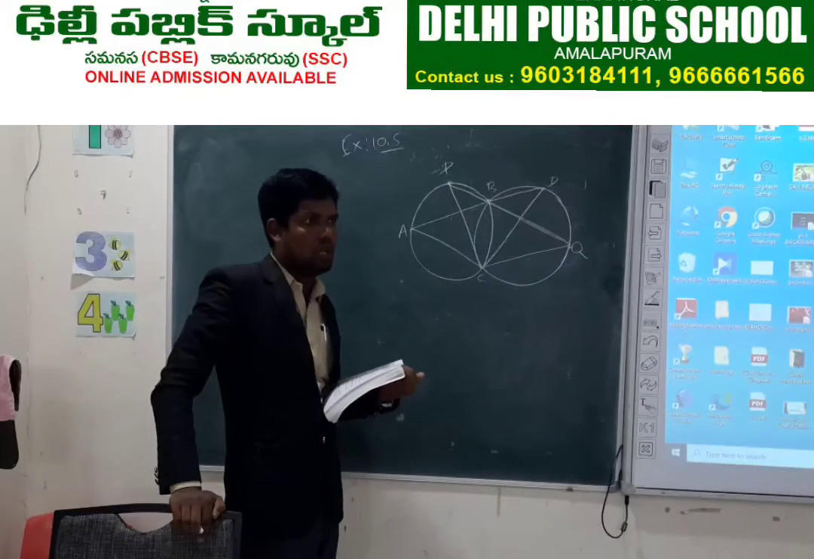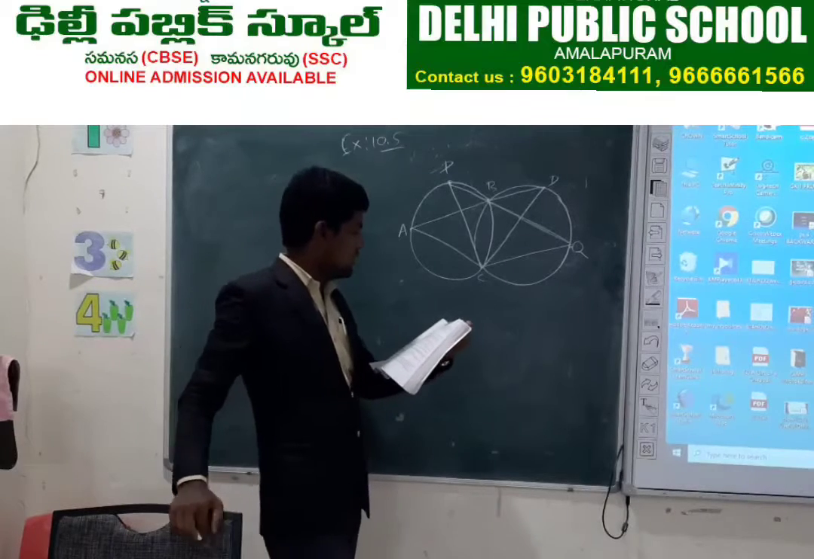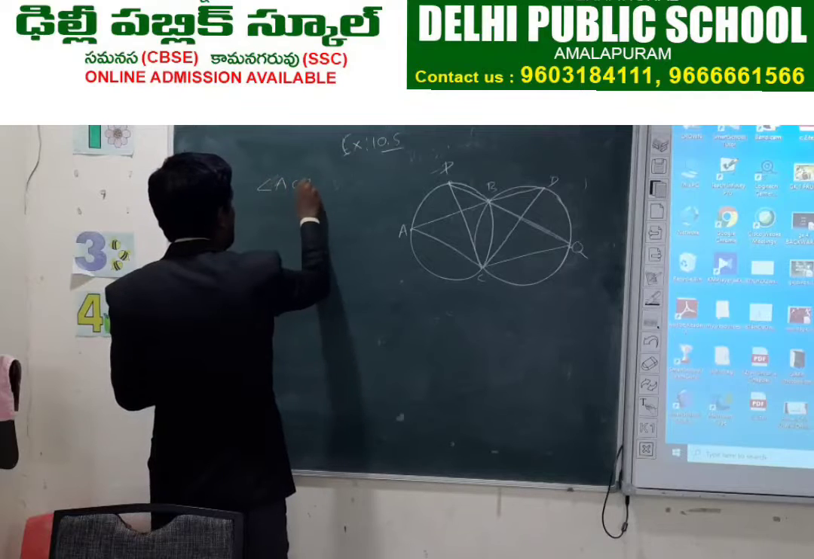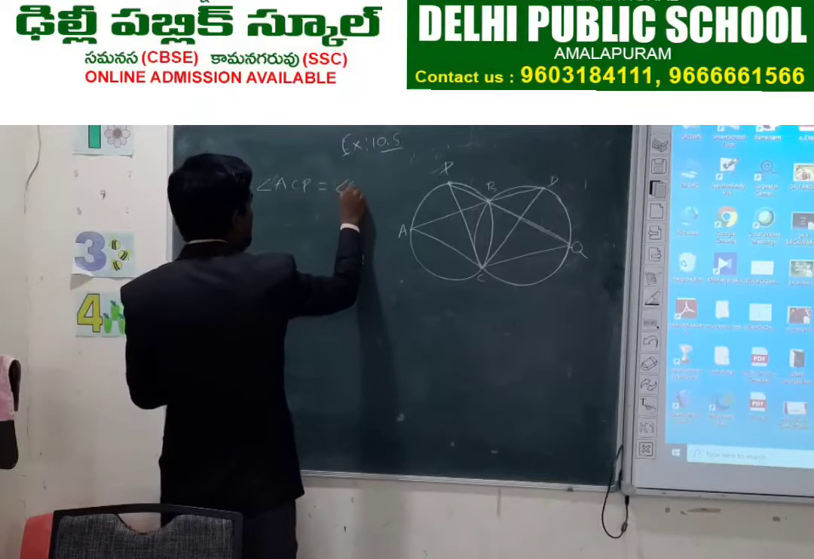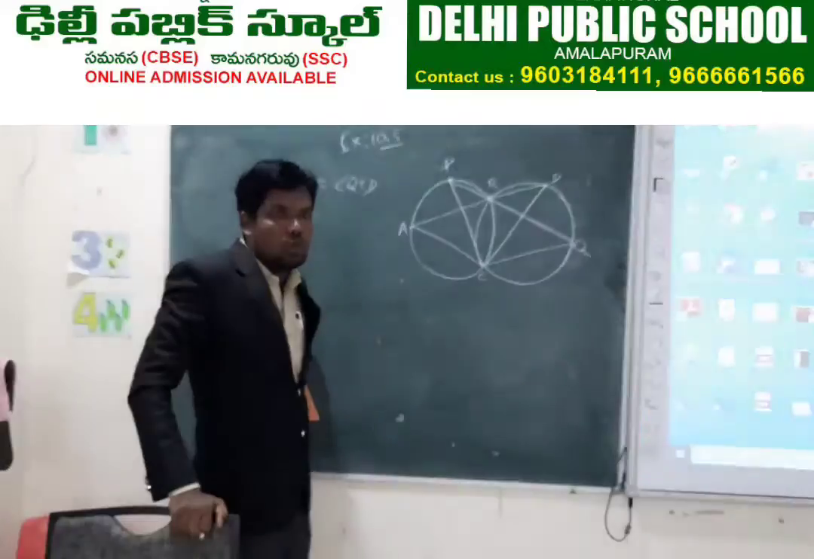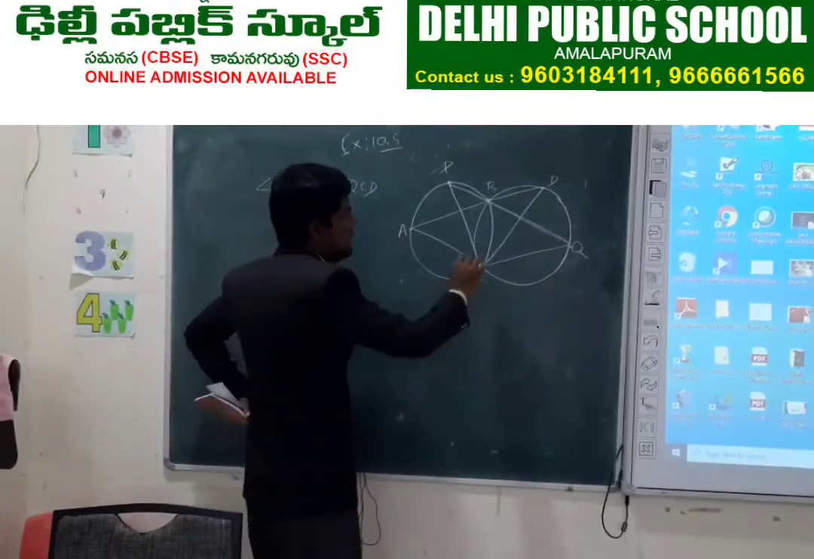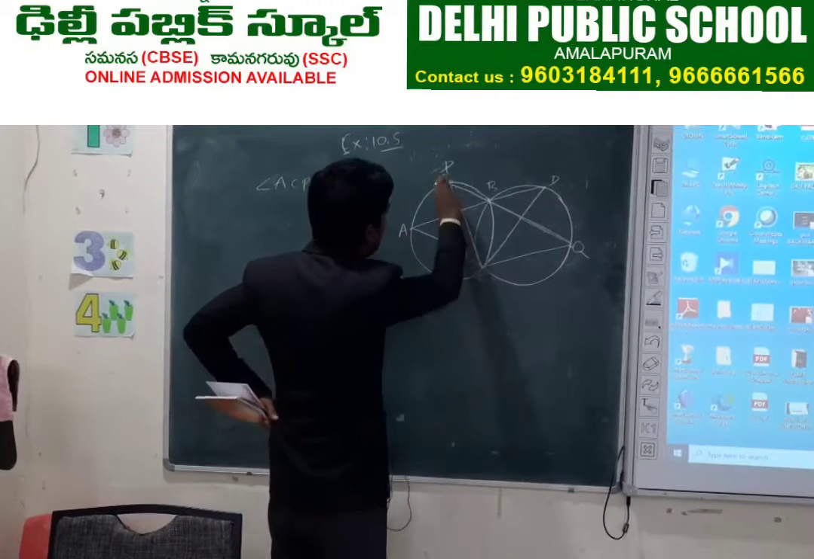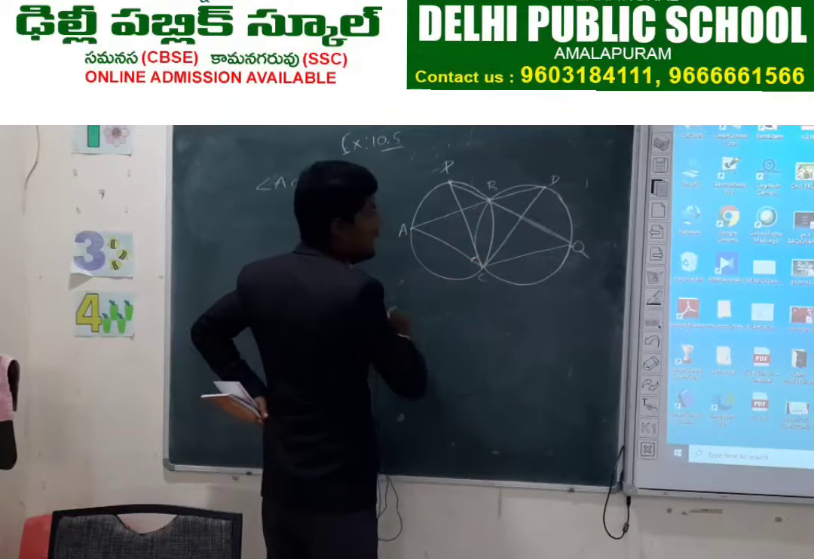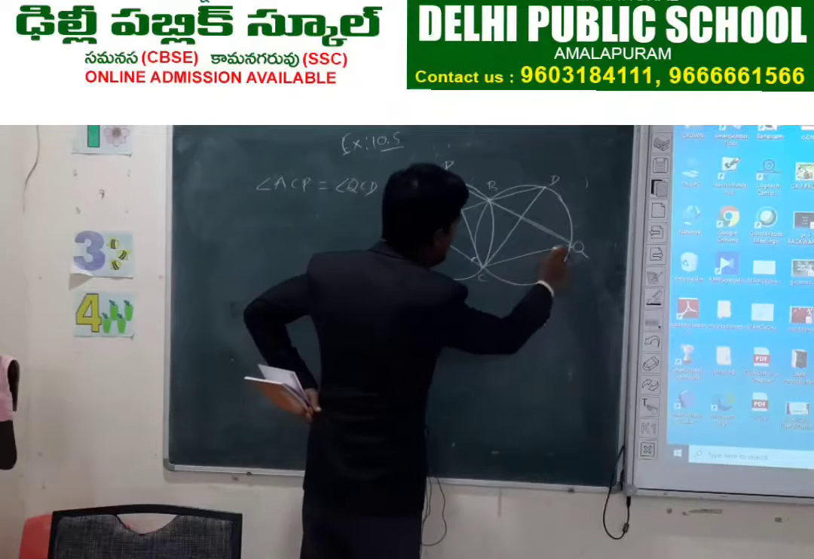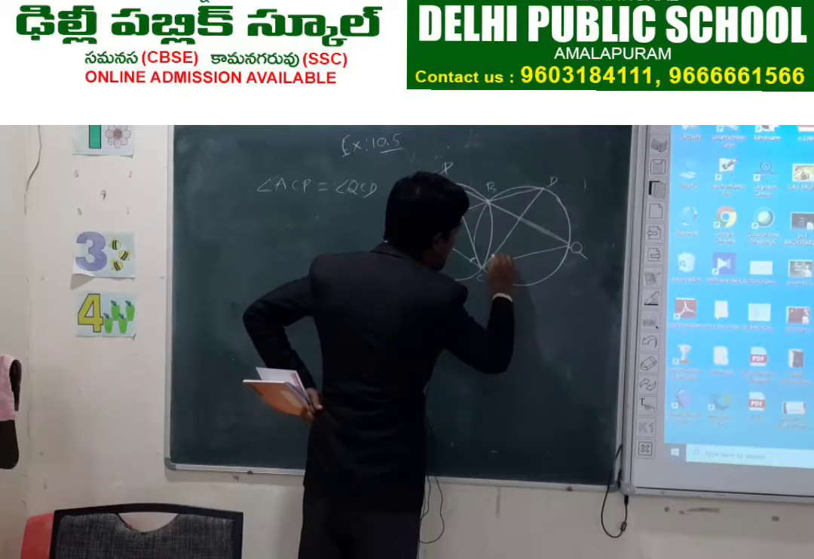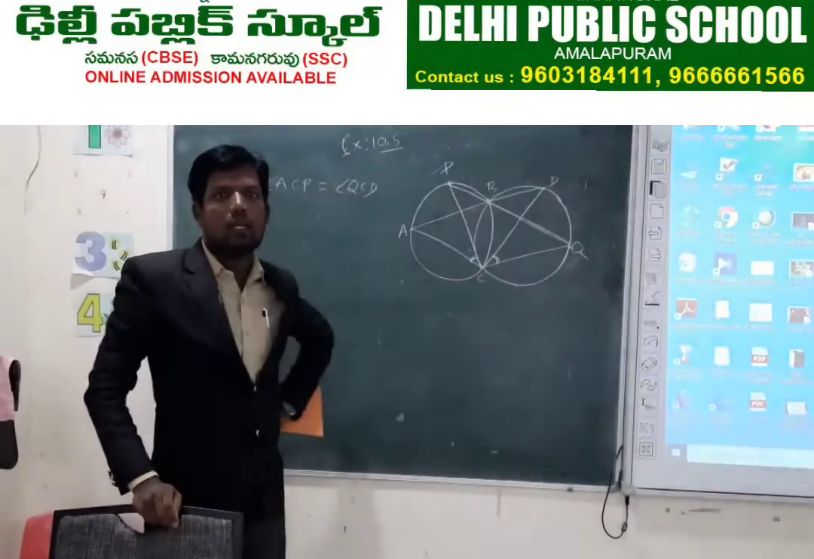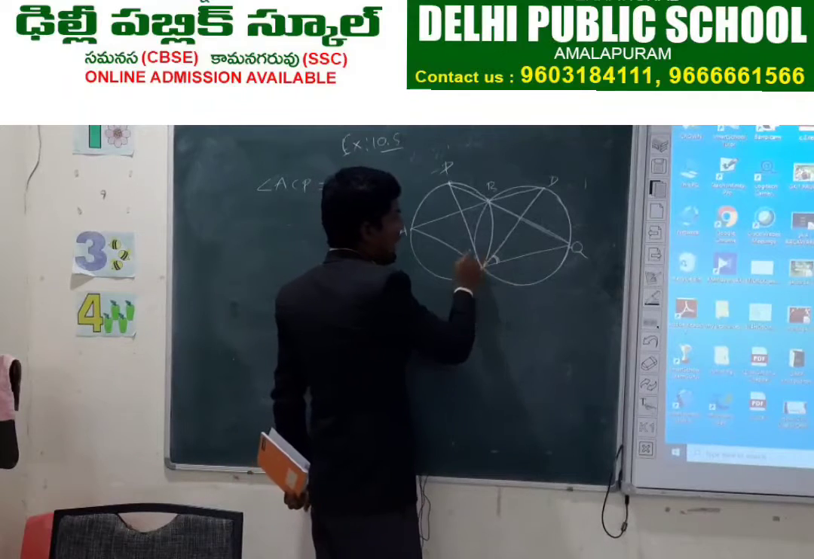Sir, you're done, right? So what are they asking us? What is the question there? ACP. So what we have to do next is, see, this is the figure. They are asking ACP. Where is ACP? ACP here, right? Then QCD. Where is QCD? We have to prove these two angles are equal. Clear?